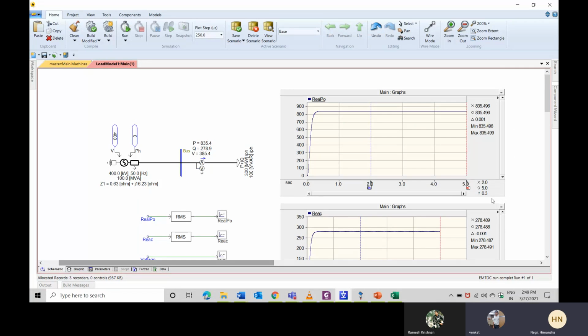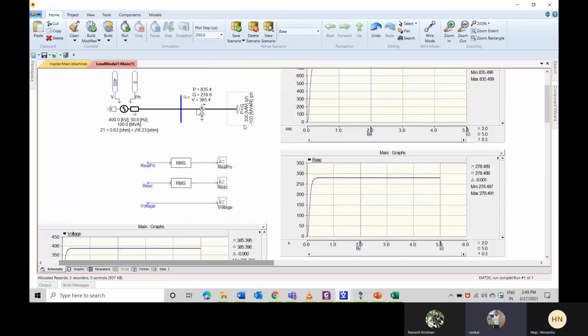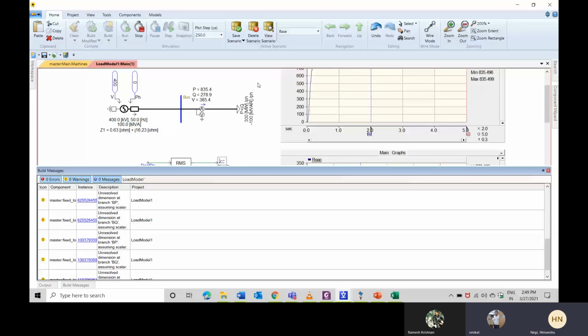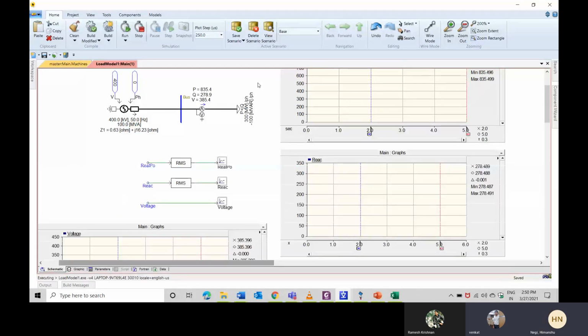What about capacitive power and other stuff? It will behave the same as the impedance. If you put here minus 100, then we have to run this simulation. It's basically a constant impedance capacitive load.